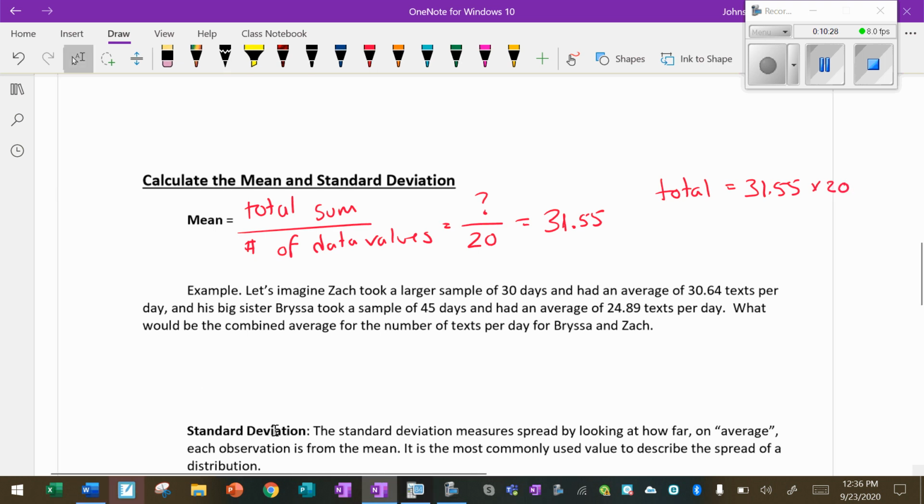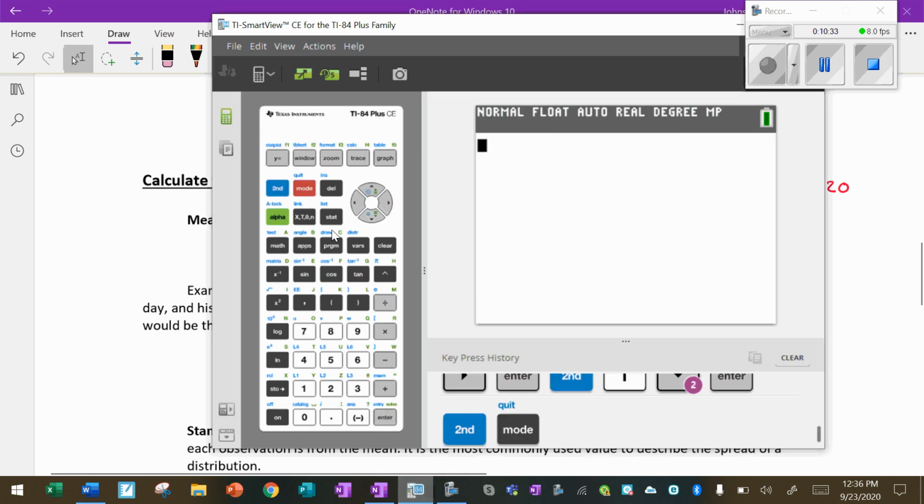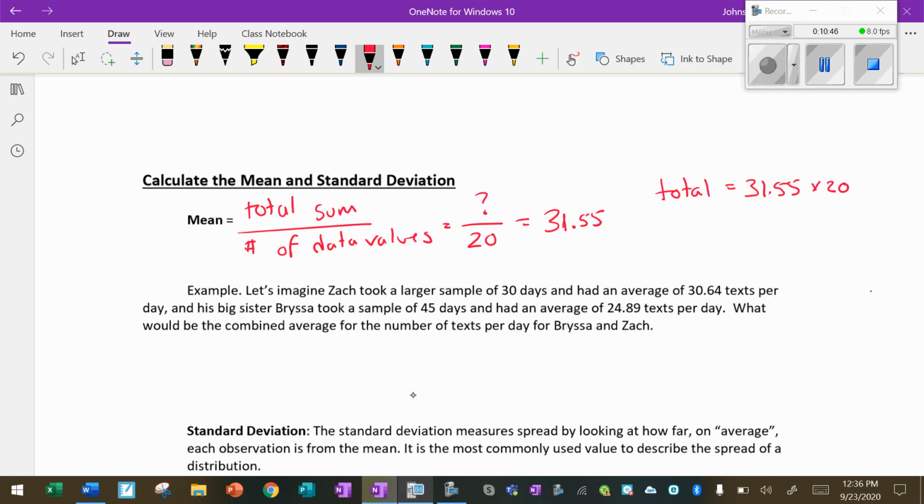So if I go back to my calculator and do 31.55 times 20, the total sum was 631 text messages. Okay? And we're going to use that in just a second. So 631 texts. Now, this version of mean is very easy, something you are familiar with. But this kind of question here is more of a high school stats kind of mean type of question.